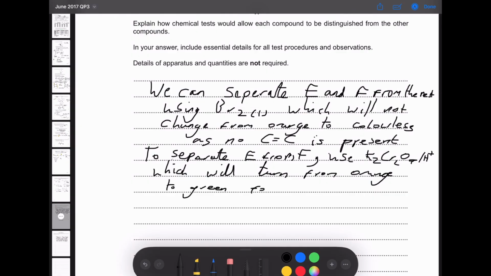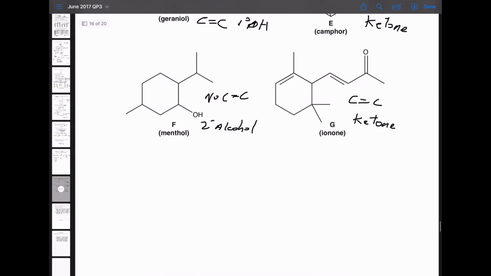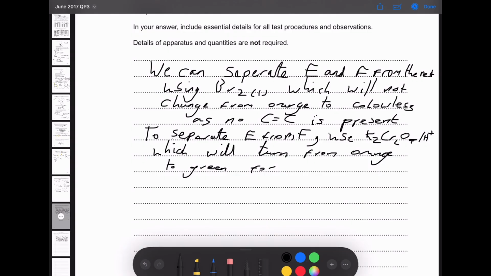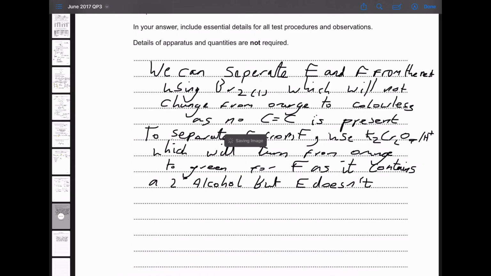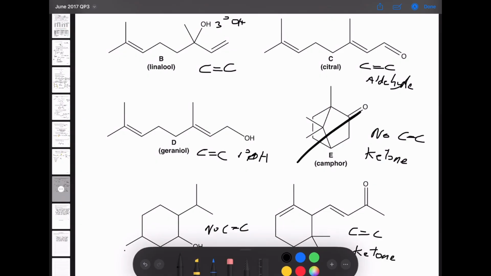For which was the one with the alcohol? Hate questions like this because you always have to go flip the page back and forth. Which one was the alcohol? F, which will separate for F as it contains a secondary alcohol, but E does not. Right. So that is E and F separated. So we now know what E is, and we now know what F is. E and F we can get rid of.